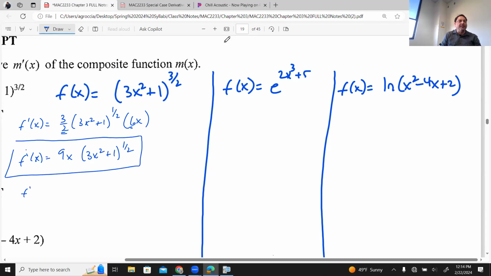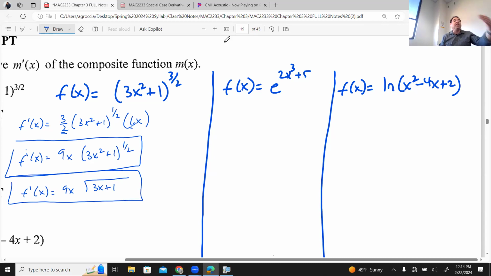Okay, if somebody else had happened to write 9x square root of (3x squared plus 1), would that also be correct? Yes. Again, keep in mind, there's a lot of ways to write it. My job is to figure out which is correct, which is not. Your job is to just simplify. Make sure you simplify.